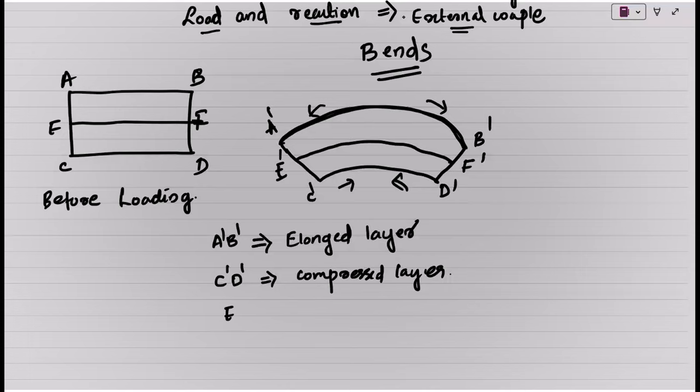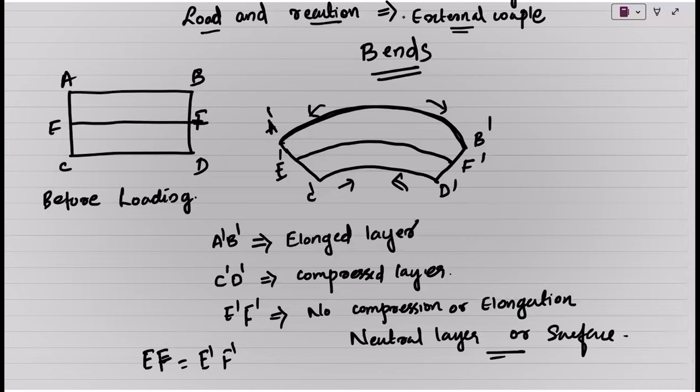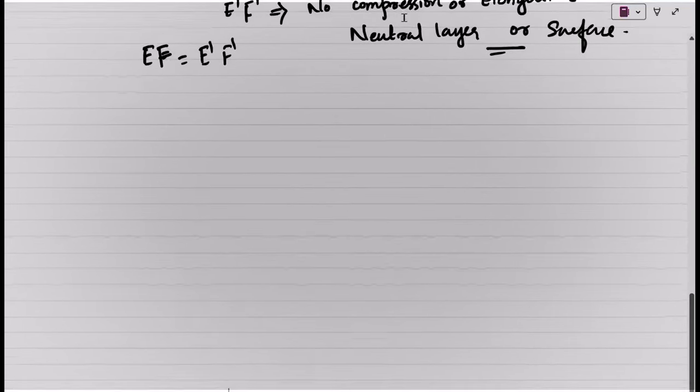And also the layer E dash, F dash, we say has no compression or elongation. That layer is called the neutral layer or neutral surface. That is, EF is equal to E dash F dash. It has the same length. This is the neutral layer.